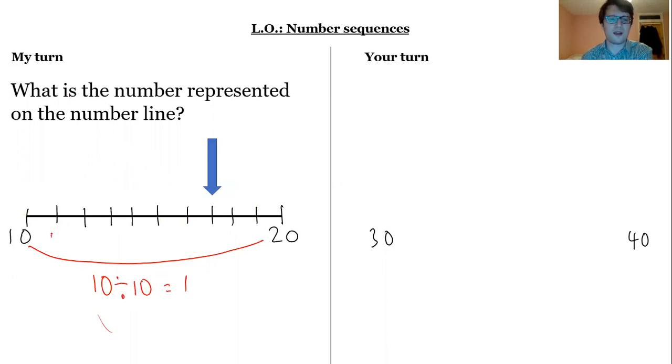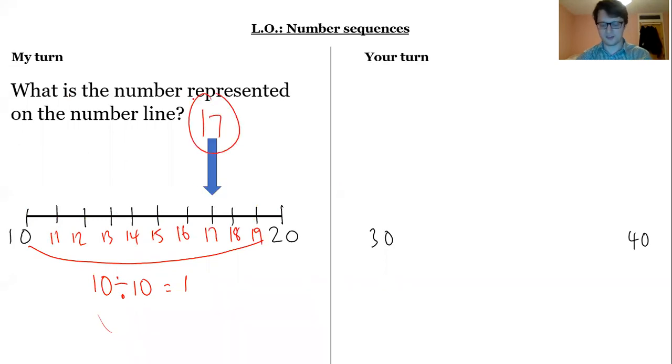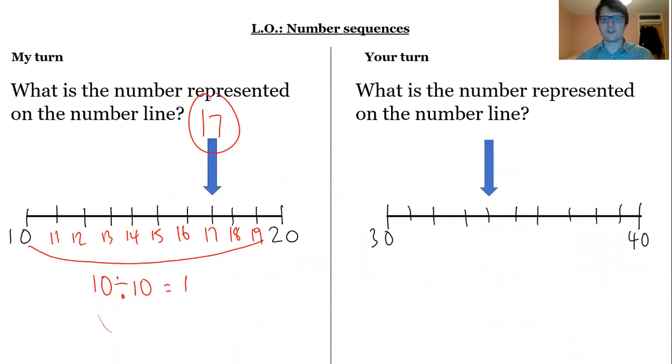So I'm now certain I'm counting in ones. So 11, 12, 13, 14, 15, 16, 17, 18, 19. So then I can see the arrow is clearly pointing at the number 17. So you're going to have a go at this one.